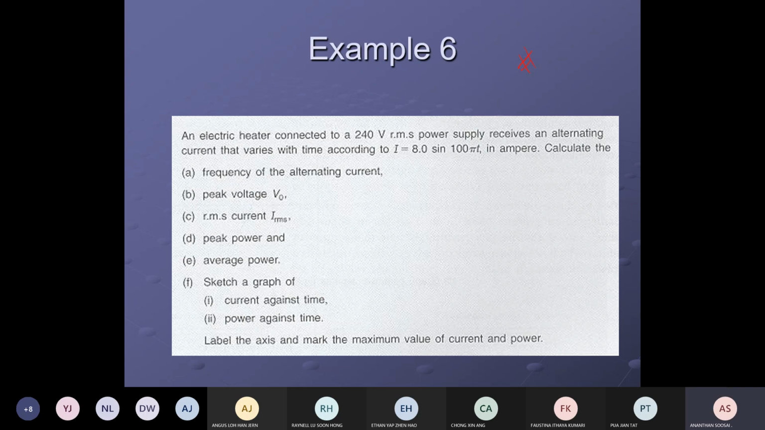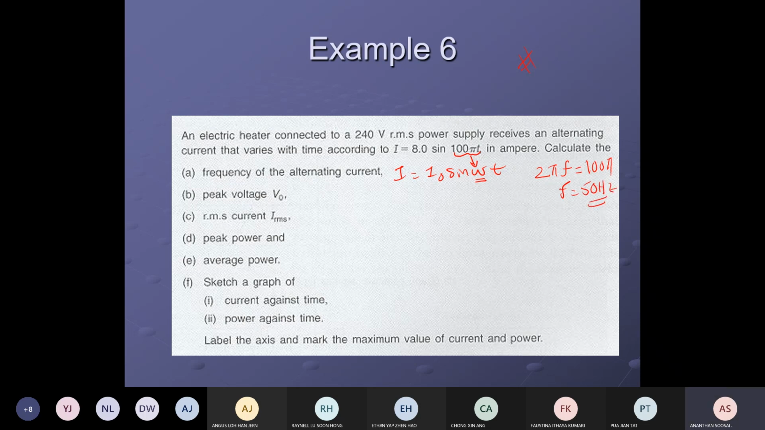Of course, use the common formula: I equals I naught sine omega t. I think you can find the frequency. The 100 pi is your omega. So you know omega, you can find period and frequency. 2 pi f should be equivalent to 100 pi, correct? So the first answer you got is 50 hertz.